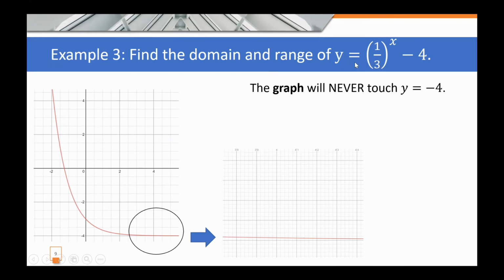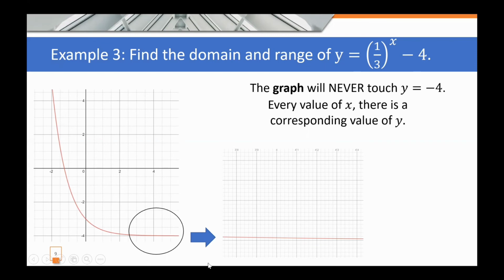Dito sa example number 3, ang dinagdag ay negative 4. So, dito sa line na y equals negative 4, hindi magko-cross or magta-touch yung graph. In every value of x, there is a corresponding value of y. So here, the domain is the set of real numbers or x such that x is an element of a real number, or it can be written as negative infinity to positive infinity.